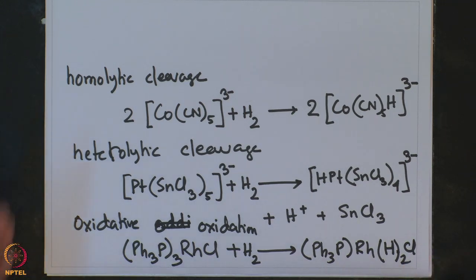So, what we saw is that there are three processes that are prevalent by which hydrogen can be activated. Now, one of the first hydrogenation catalysts is the Wilkinson catalyst. The good thing about Wilkinson's catalyst is that it can carry out hydrogenation of olefins under very mild conditions.